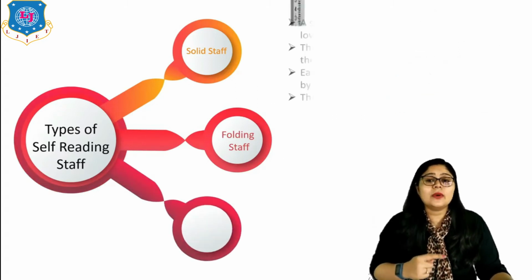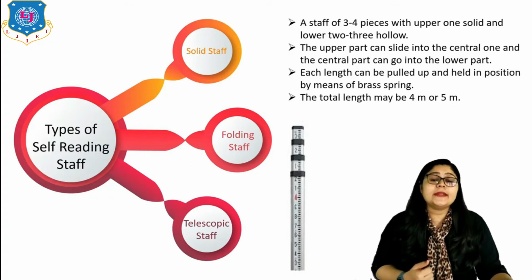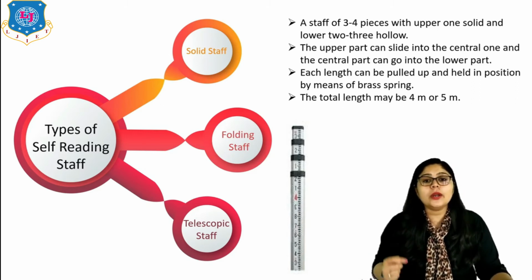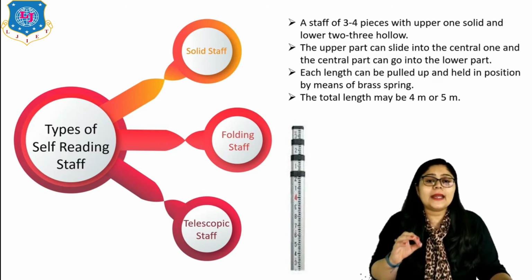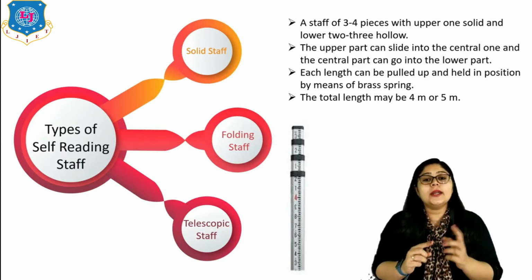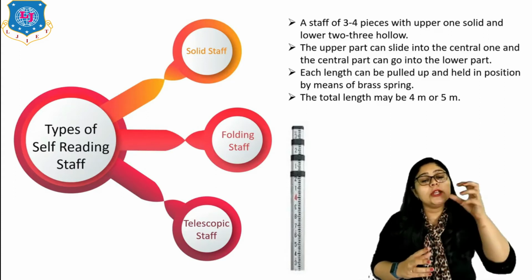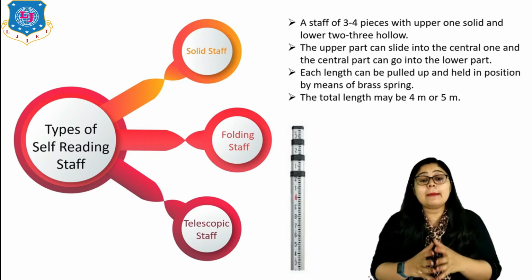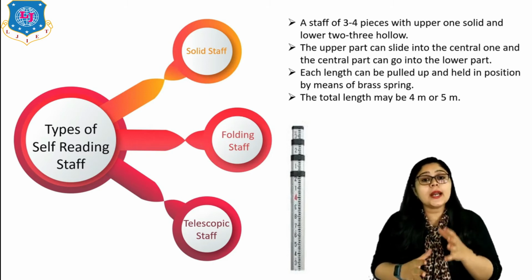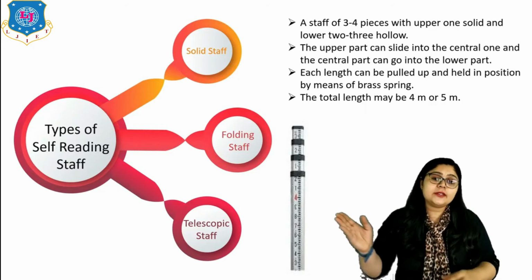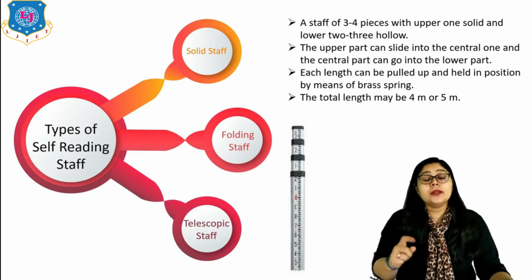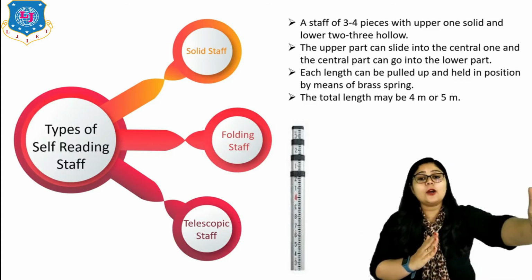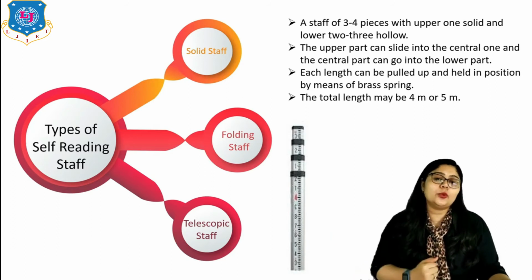And the last one is the telescopic staff. It means a staff of 3 to 4 pieces with the upper one solid and the lower 2-3 hollow. The upper part can slide into the central one and the central part can go into the lower parts. Each length can be pulled up and held in position by means of a brass spring. The total length of 4 to 5 meter is generally provided in this kind of staff. Now, the name itself says that whenever I have to take reading for a far object, at that time I have to go with the telescopic staff.